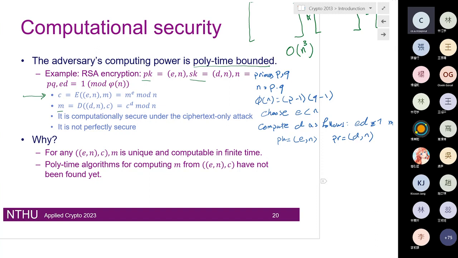So we just do basically modular exponentiations. That's what we call it.